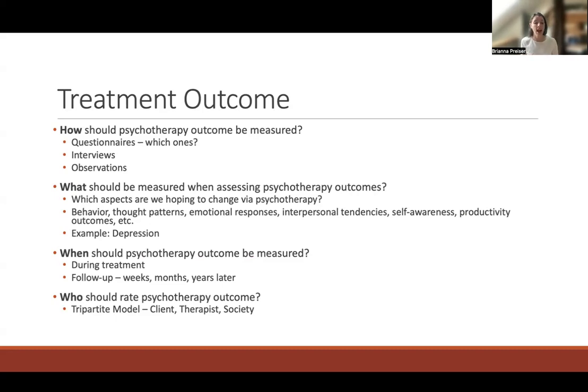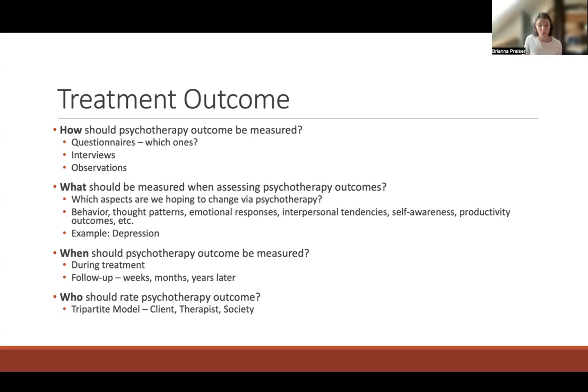So first is, how should the psychotherapy outcome be measured? The most common way is questionnaires, because they're very efficient and convenient, and they are some of the most commonly used and widely accepted measures of therapy outcome. But there are other possibilities. We can do interviews and direct observations of the client inside or outside of sessions.